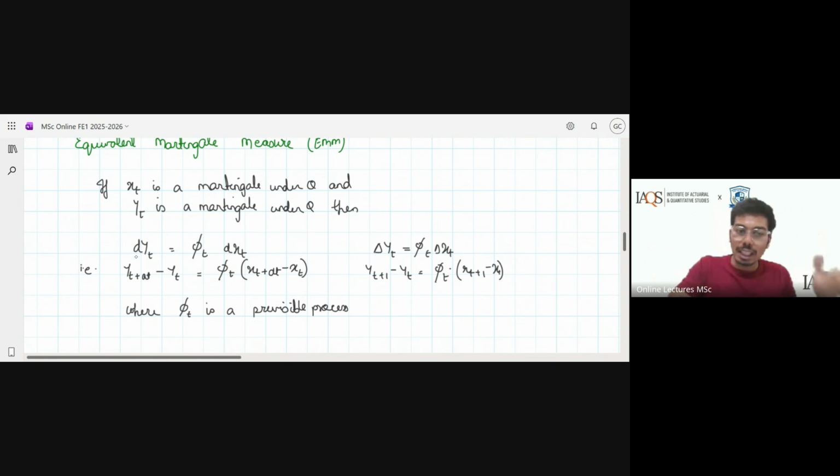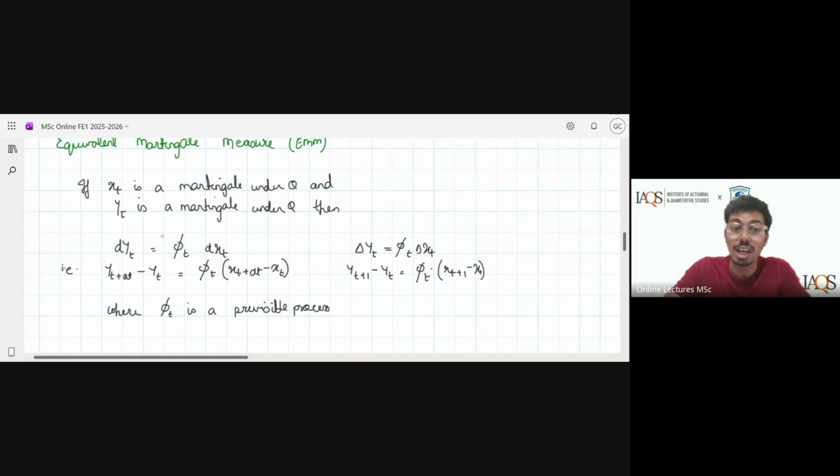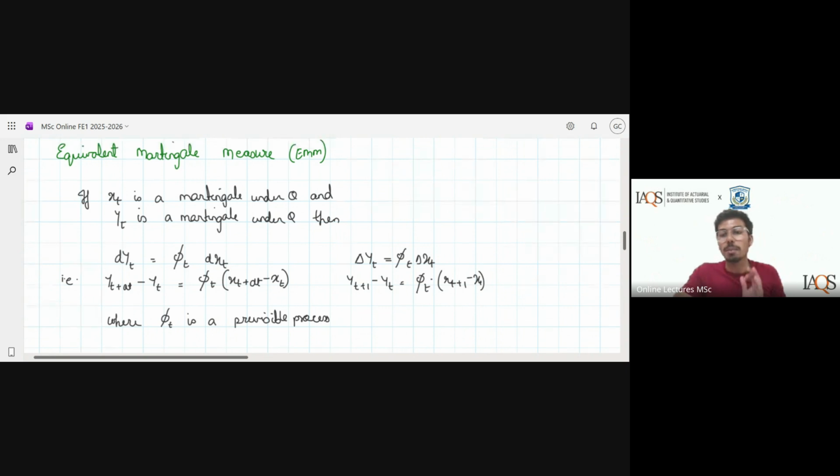I can basically say that dYt is equal to phi t into dXt, and I know change is nothing but Y(t+dt) minus Yt, the process value at time t plus dt minus the current process value. In the discrete case, it becomes delta Yt is equal to phi t delta Xt. If I take one time step, it will become Y(t+1) minus Yt is equal to phi t into X(t+1) minus Xt, where this phi t is nothing but a predictable process. You know the value of phi t one time step in advance, and it is not going to change in the particular time step. That is nothing but the martingale representation theorem, or EMM. It basically helps you define a relationship between two martingale processes.